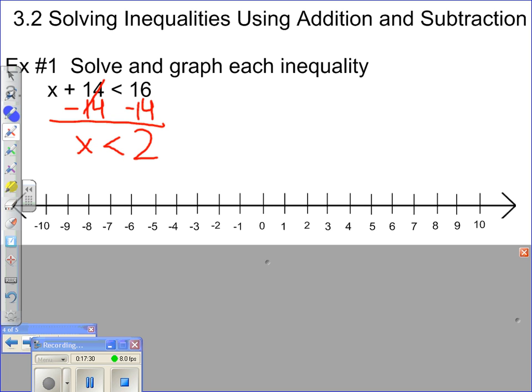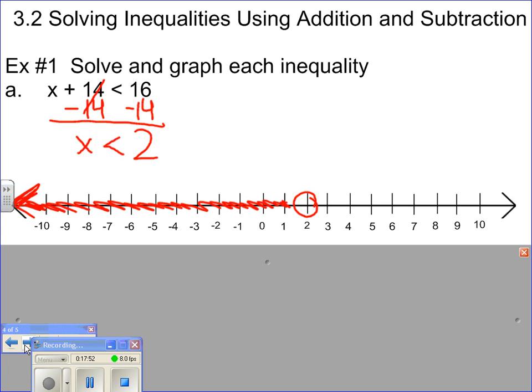So please go to 2 and put a circle or a dot. Very good, a circle. And which way does the arrow point? That's right, to the left. So shade to the left. And don't forget the shade so it's crystal clear for me. And that is how you solve a problem with addition or subtraction, and then you graph it.